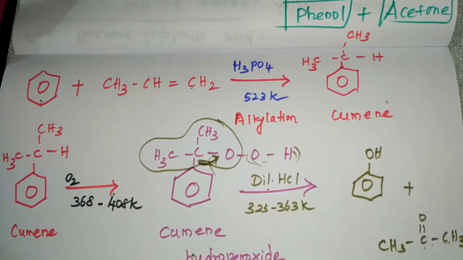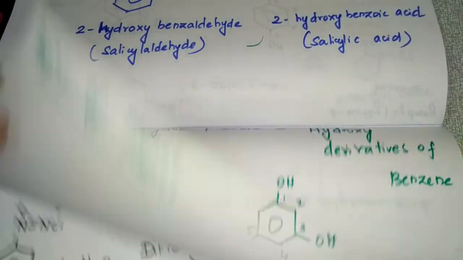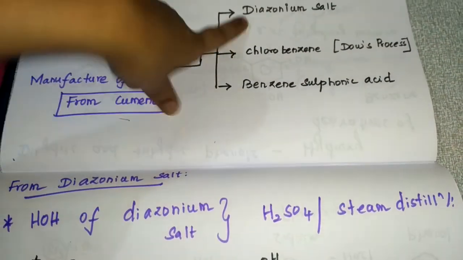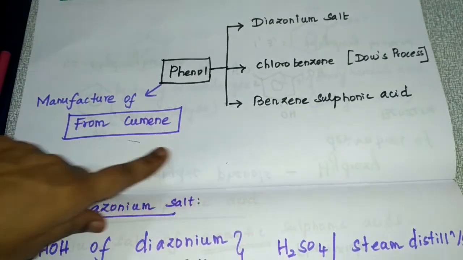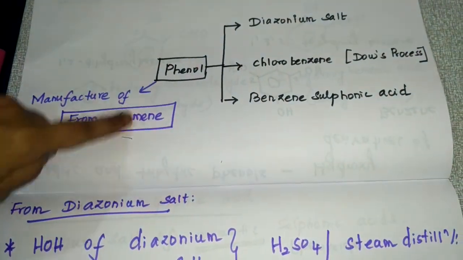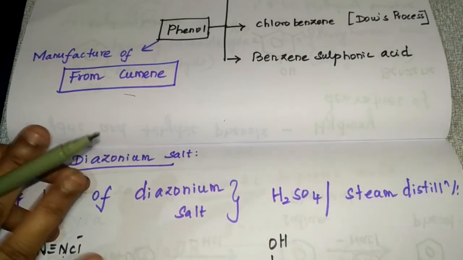So this is the preparation of phenol. Four methods we had seen. What are those four methods? Preparation of phenol from diazonium salt, chlorobenzene, benzene sulfonic acid, and you can manufacture phenol from cumene. So this is about the preparation of phenol.